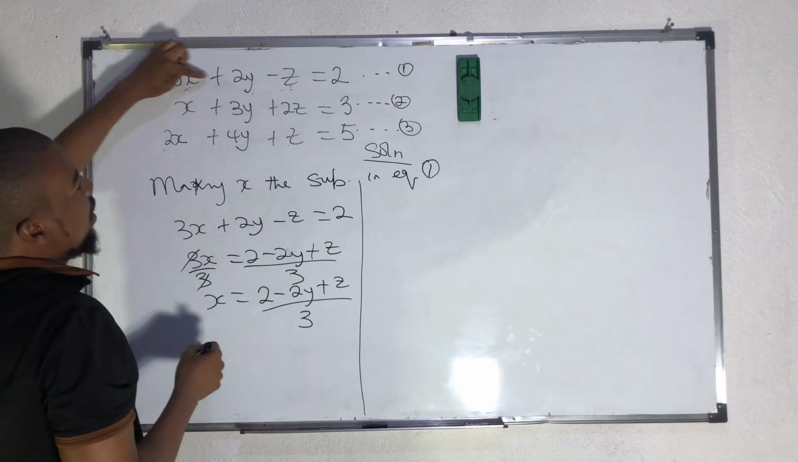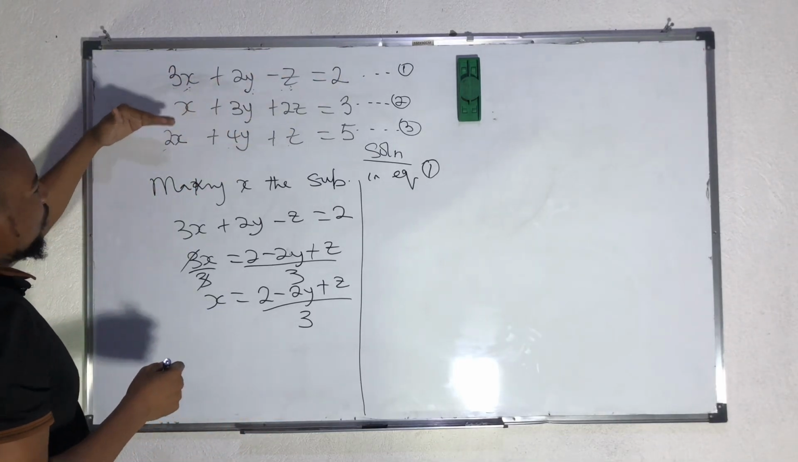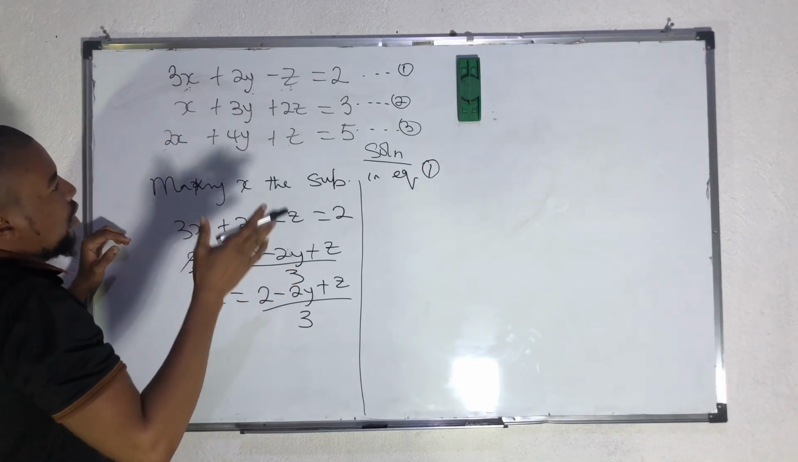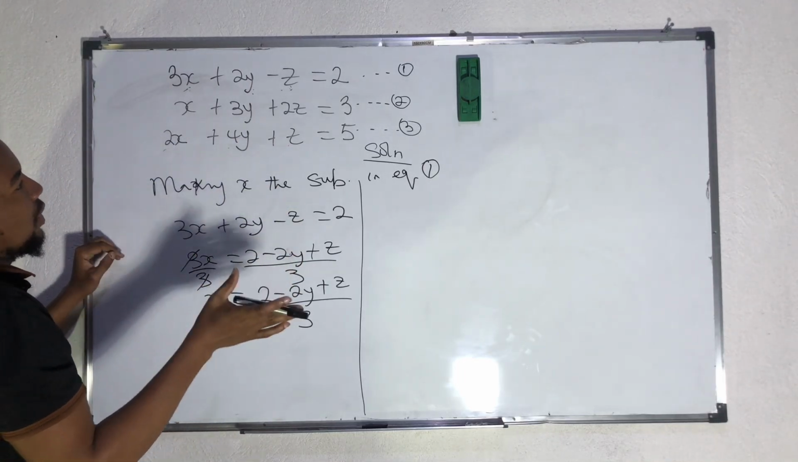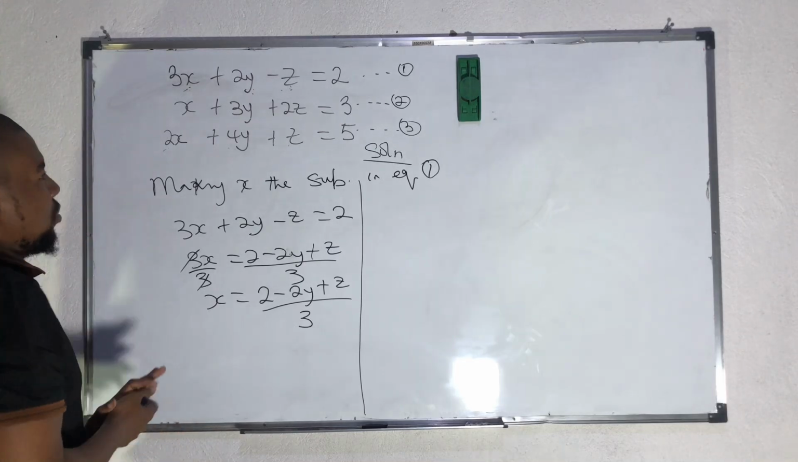So if you remove x from here, you now have to put it in 2 or 3. If you remove it from one of the equations, you have to substitute it in the other two. And that is just how to do it. Next up, let's do the substitution.